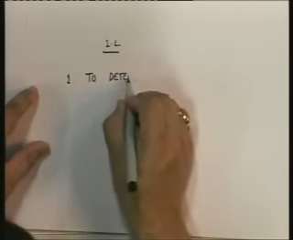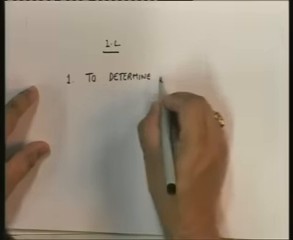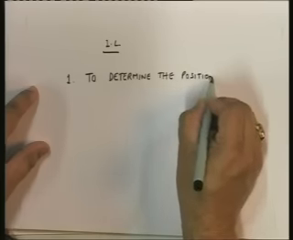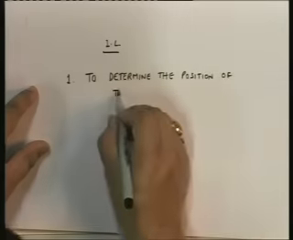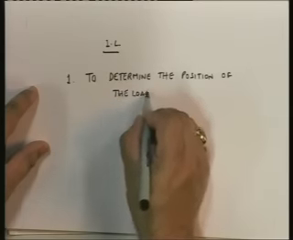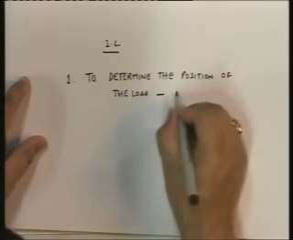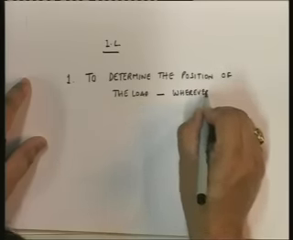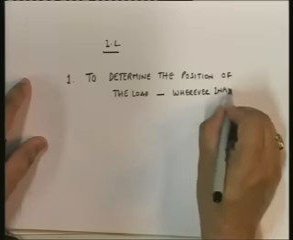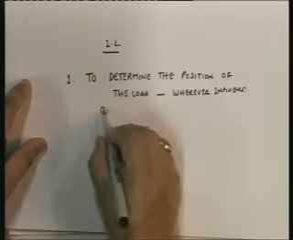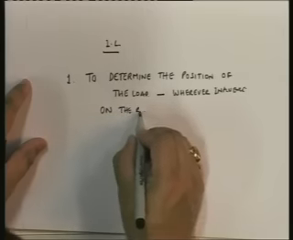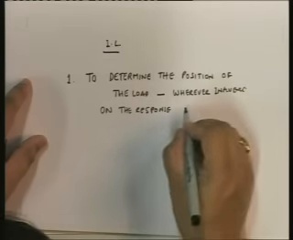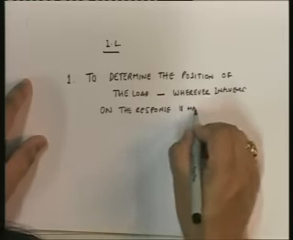determine the position of the load wherever the influence on the response is maximum. That is the reason why we call it influence line. Influence on the response is maximum.